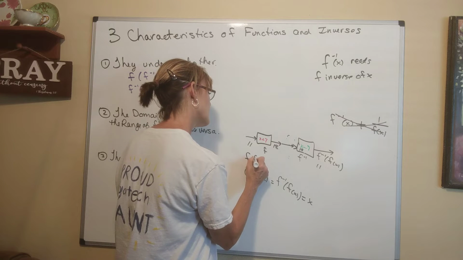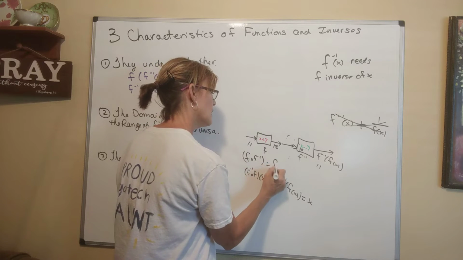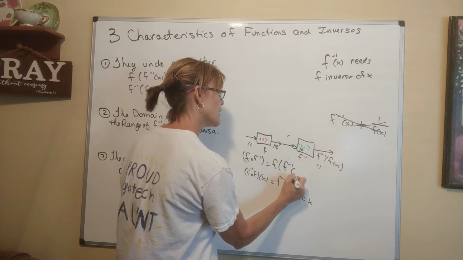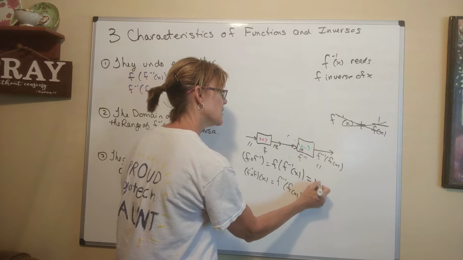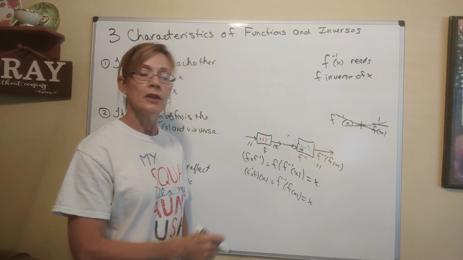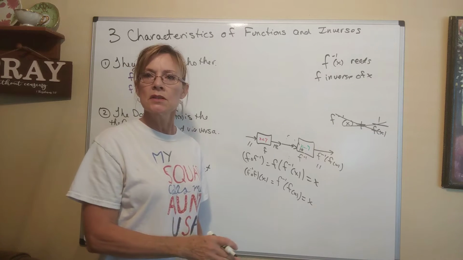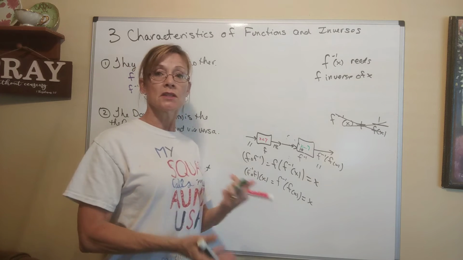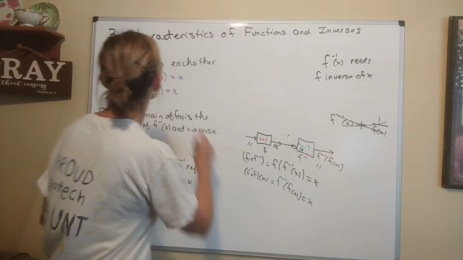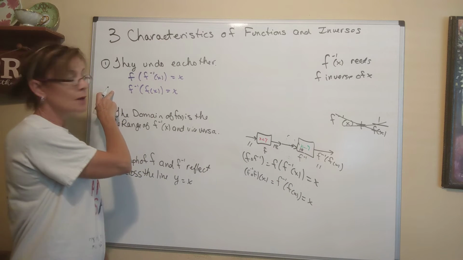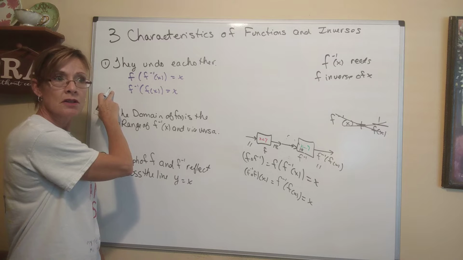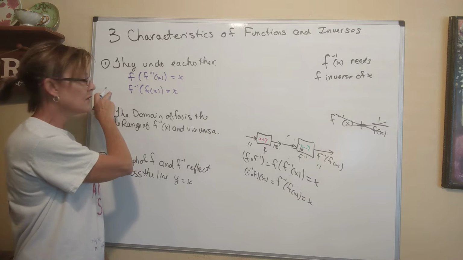F of f inverse of x gives us the original input. We're going to illustrate this some more, but that's basically what a function and its inverse do. They undo each other. So that's the first characteristic that we see of a function and its inverse. We'll look at this further in the second video.